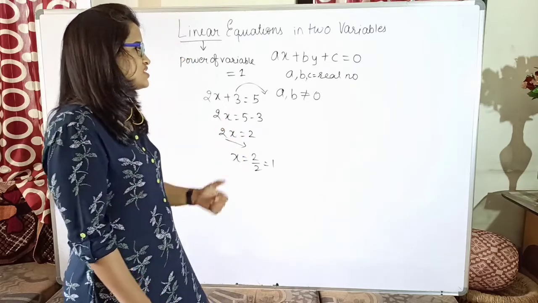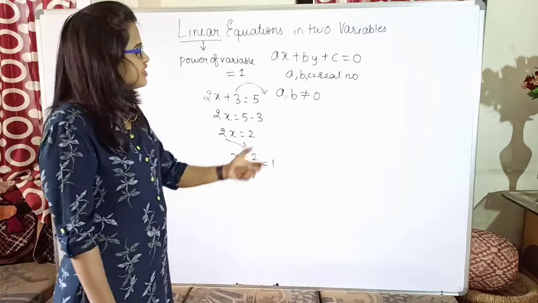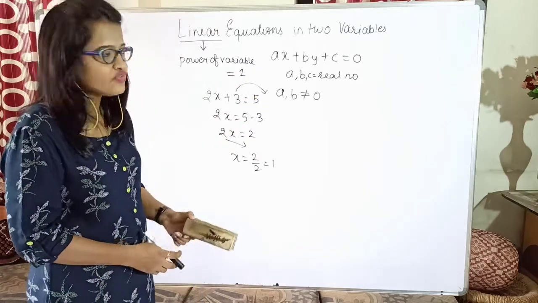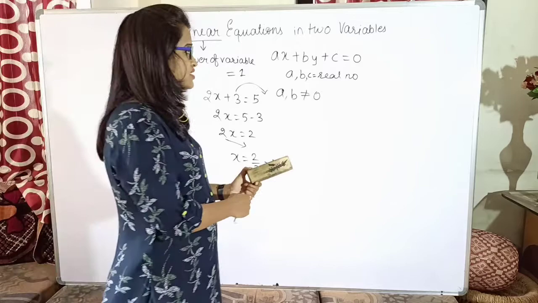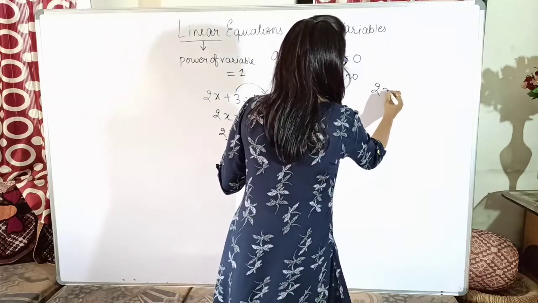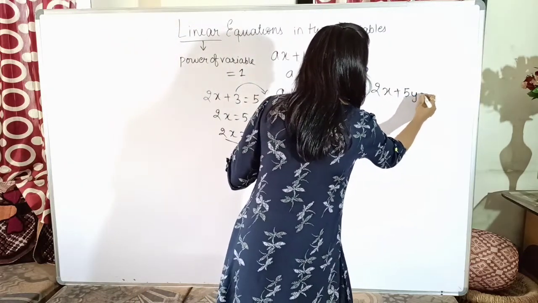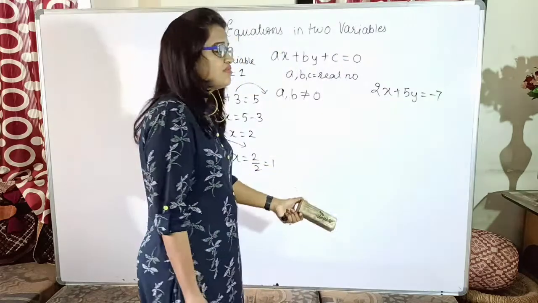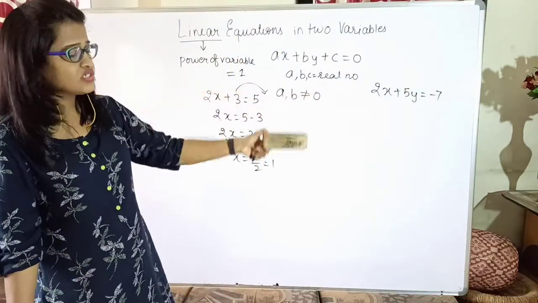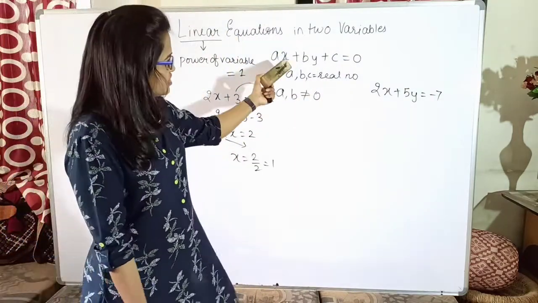Okay, so this is the standard form of a linear equation in two variables, ax plus by plus c equal to 0. The question might be asked like, if I write it as 2x plus 5y equal to minus 7, and the question they might ask you, write the following equation in a standard form. What is the standard form?